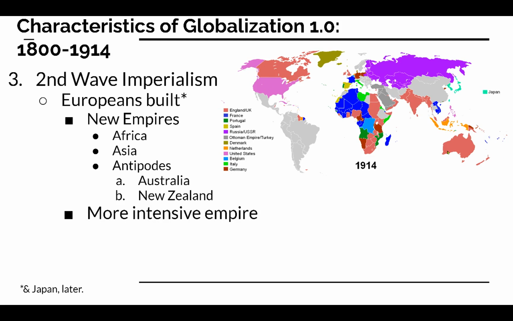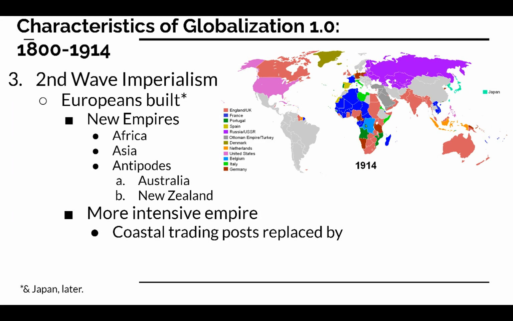I also should point out, and that's why there's that little asterisk there, later, Japan gets into the imperialism game as well. Japan is here. They will colonize what is now Korea. They will control what is now Taiwan. And we're not talking about the empire that Japan built in the lead up to the Second World War. Not the same thing. This is earlier. But Japan really won't get to doing this until 1904, 1905.